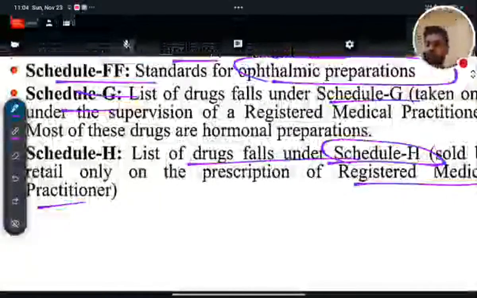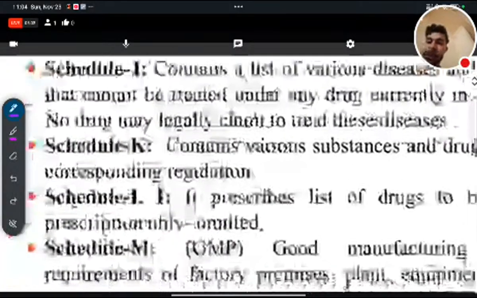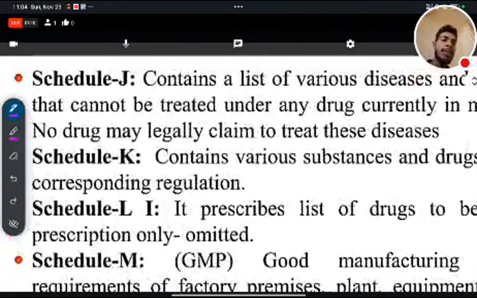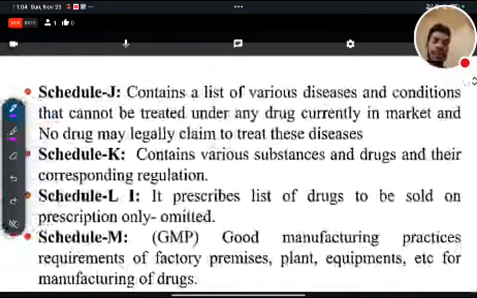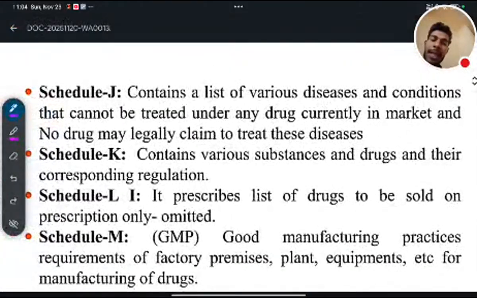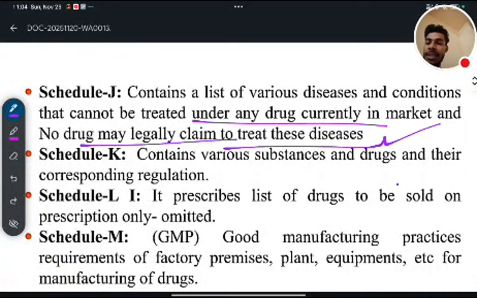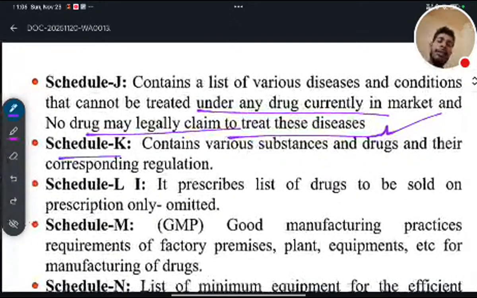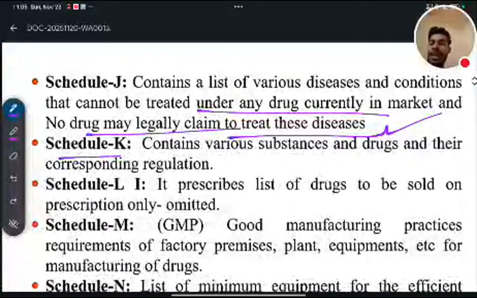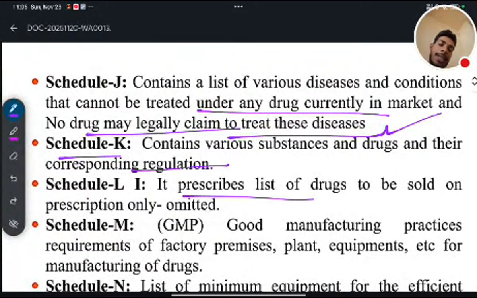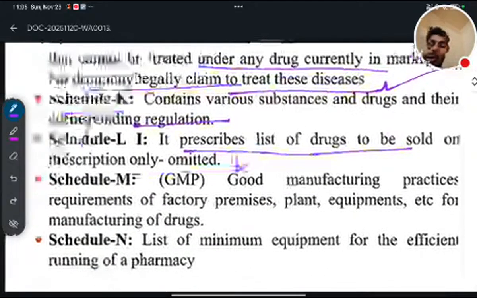So next we'll see after Schedule H, Schedule J. Schedule J contains a list of various diseases and conditions that cannot be treated by any drug currently in the market, and no drug may claim that it can treat these diseases. Okay. Schedule K contains various substances and drugs and their corresponding regulations. Schedule L1 prescribes the list of drugs to be sold on prescription only.